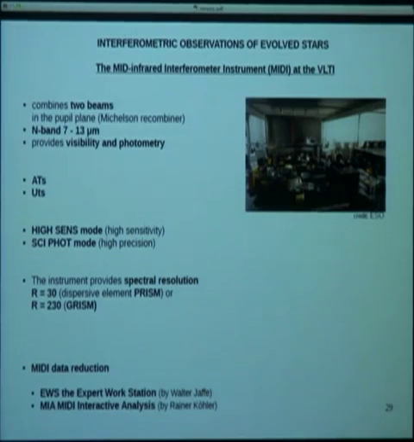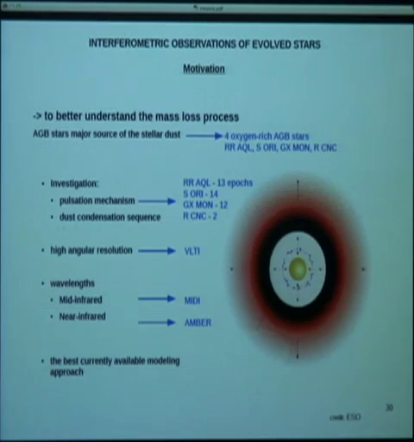There are some details about the mid-infrared interferometer. The interferometer in the mid-infrared combines light from only 2 telescopes and provides visibility and photometry. It uses both the small telescopes, ATs, and the UTs, the big telescopes. These are 2 technical details that are really not that important.